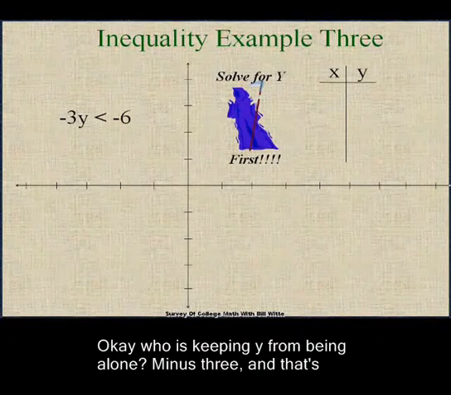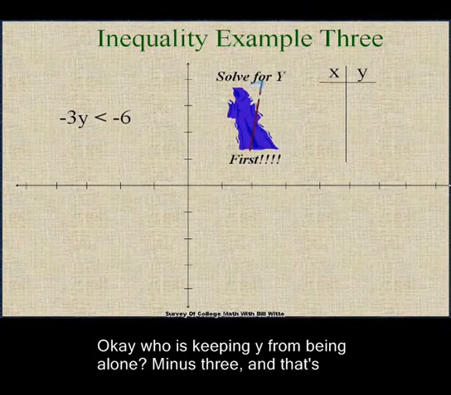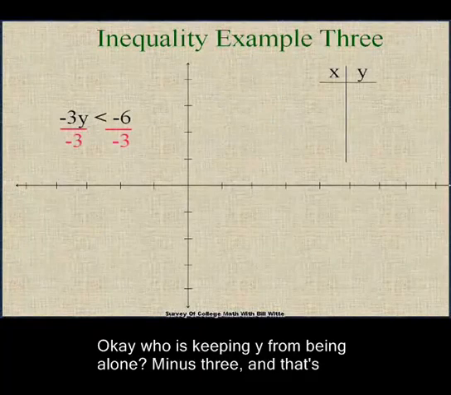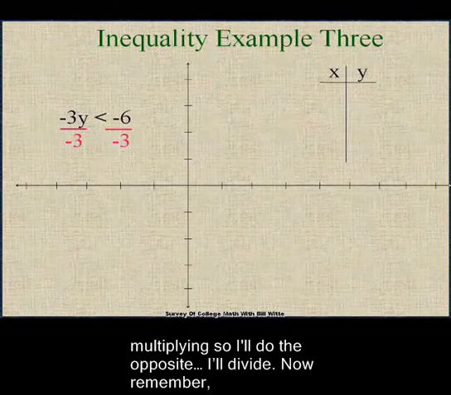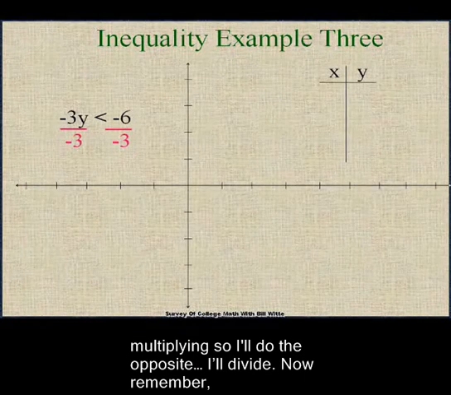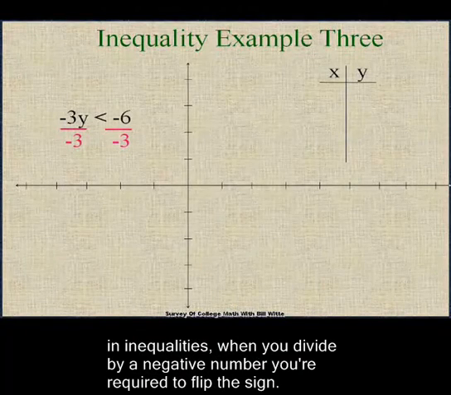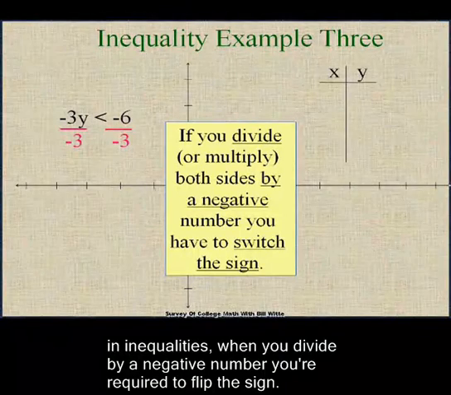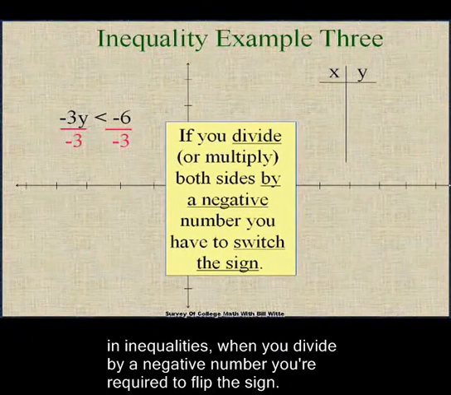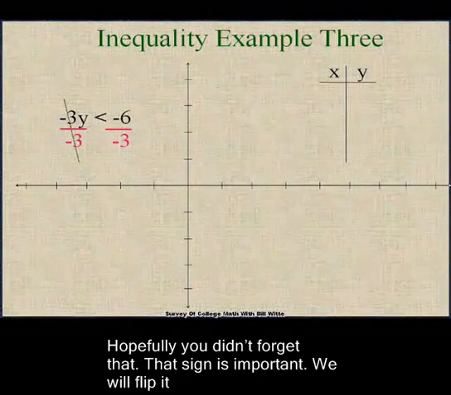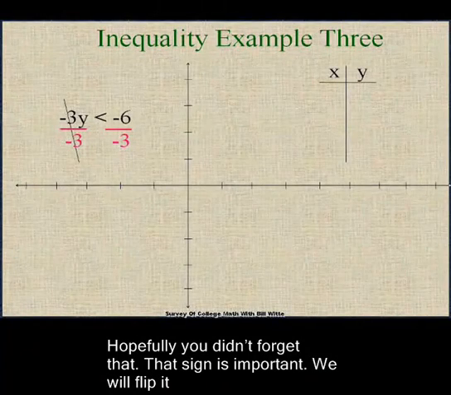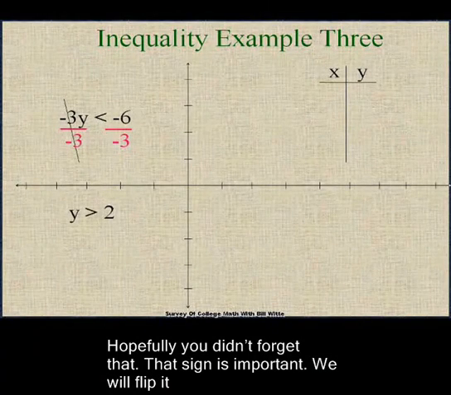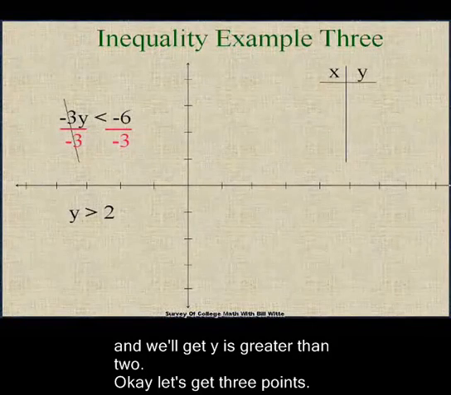Okay, who's keeping y from being alone? Minus 3, and that's multiplying, so I'll do the opposite. I'll divide. Now remember, in these inequalities, when you divide by a negative number, you're required to flip the sign. Maybe you forgot that. And that sign's important. So we'll flip it, and we'll get y is greater than 2.